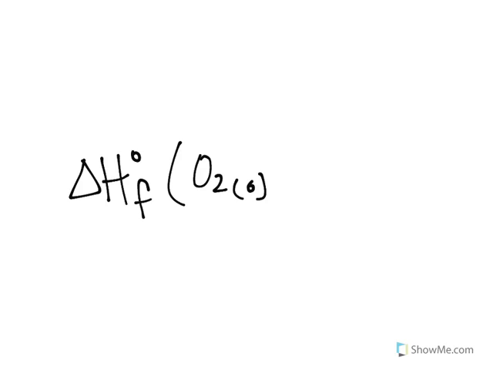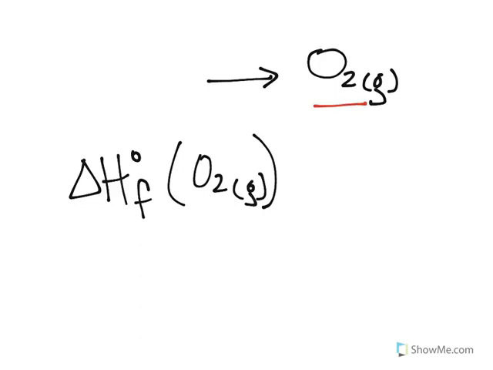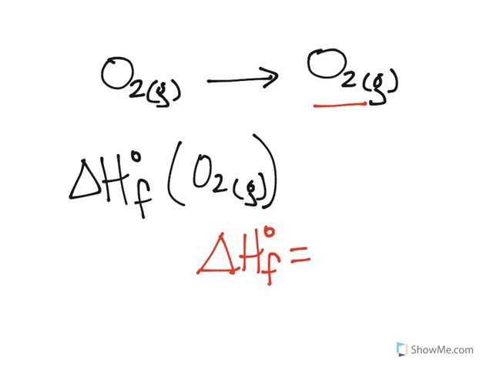Well, we need to remember the definition. It is the amount of energy it takes, or the heat change, the enthalpy change, to form a substance from its elemental components in their elemental state. Well, the substance is O2, oxygen. What elements make it up? Oxygen. And in its elemental state it's diatomic, and it's a gas. So the question is, what is the standard heat of formation of O2? What is the energy change required to go from O2 gas to O2 gas?